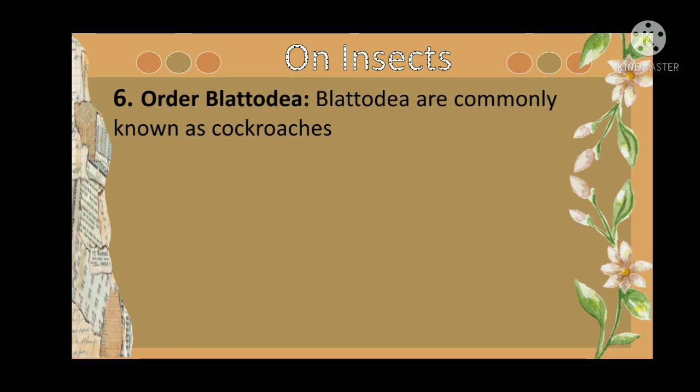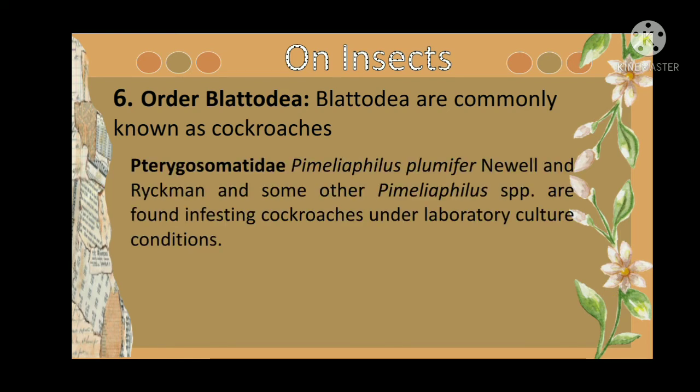Order Blattodea. Blattodea are commonly known as cockroaches. Pterygosomatidae. Pimeliapilus plumifer Newell and Ryckman and some other Pimeliapilus spp. are found infesting cockroaches under laboratory culture conditions.